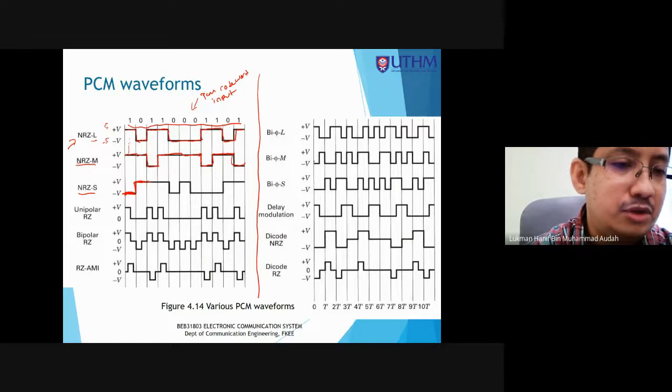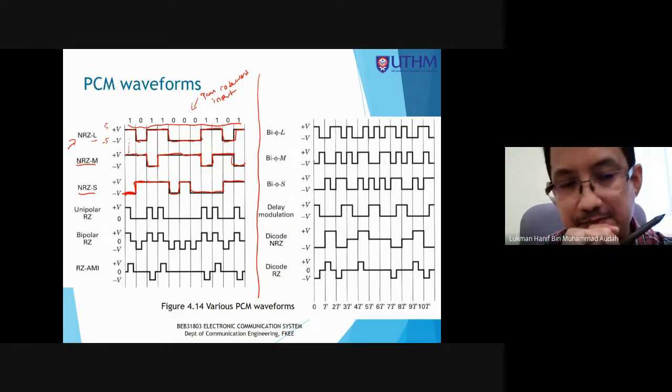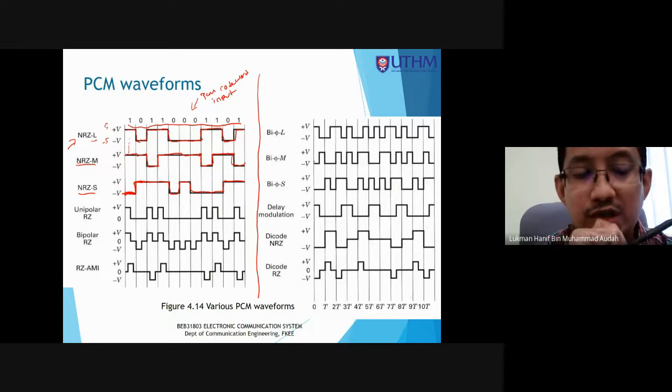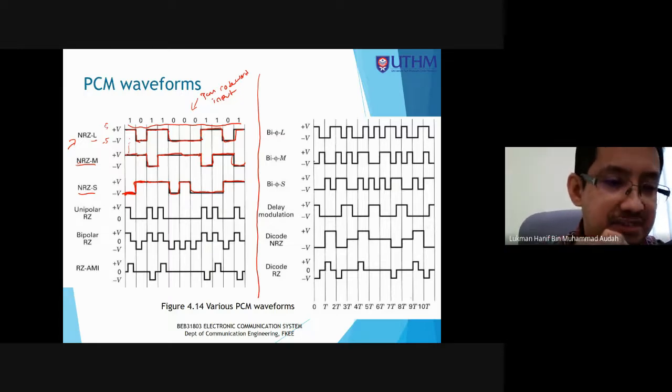Input logic 0, change polarity. And then input logic 1, no change. Input logic 1, no change. Input logic 0, change polarity. Change polarity again. Change polarity again. Then no change, no change, no change. Sehingga sini change polarity, no change. Ini untuk NRZ space. Kemudian ada unipolar.